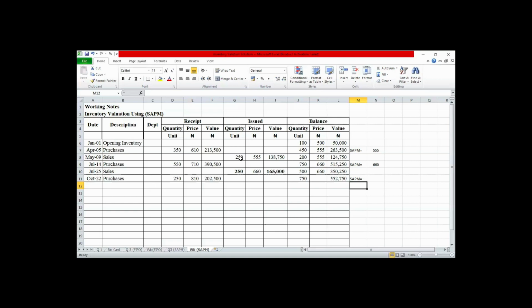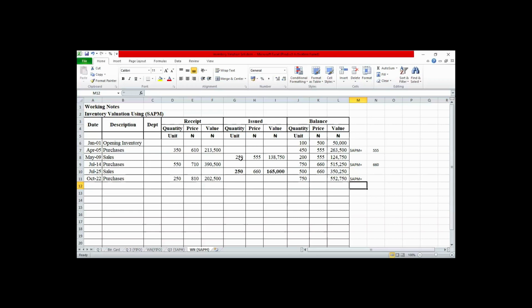At that time, you brought in another one, 550. The total quantity you are having at that time happened to be 750. Out of that 750, you issue out 250 again. You have a balance of 500. That 500 is relating to 710. You don't have 610 stock anymore. Is it clear? Yes, sir.